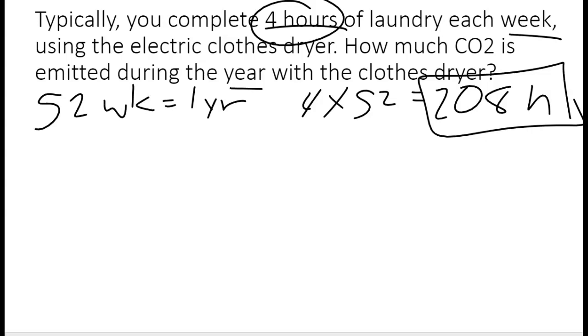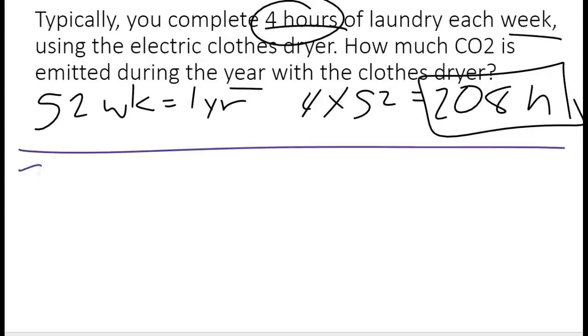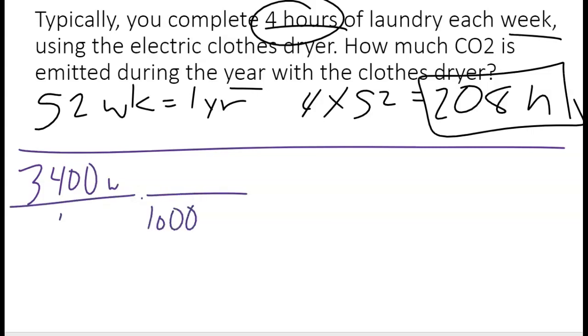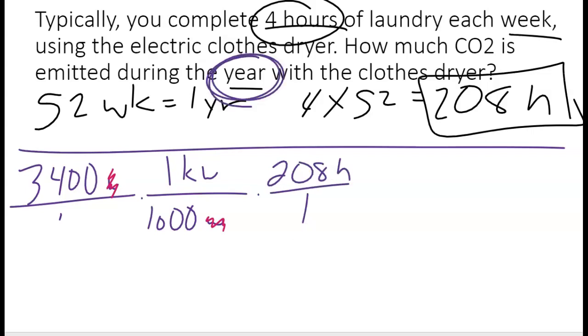Now I look at my sheet and say, okay, the clothes dryer, if it's electric, uses a lot more, right? We can see a gas clothes dryer uses a lot less electricity. But alas, what we have is the electric version. So 3,400 watts, and then I'm going to do 1,000 watts is 1 kilowatt, because remember, we got to get out of watts and into kilowatts. Then we multiply by the number of hours, so times 208 hours, because we're talking about for the year.